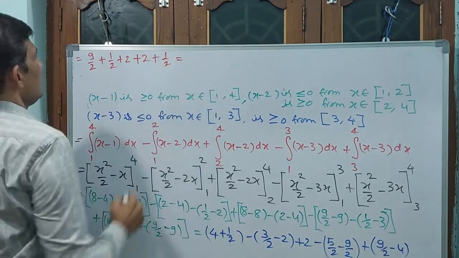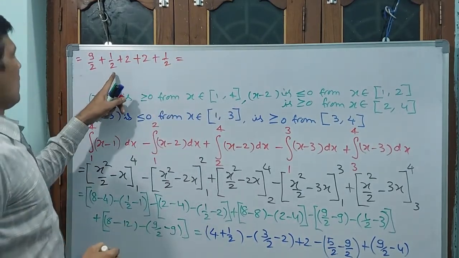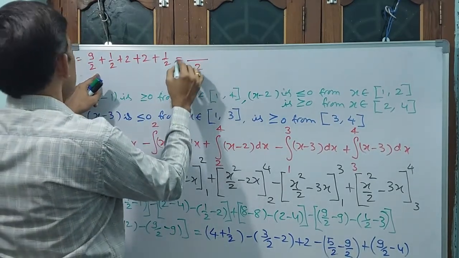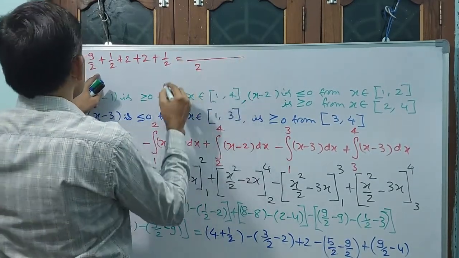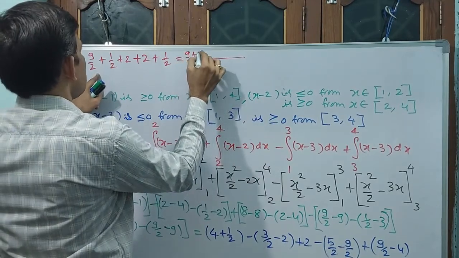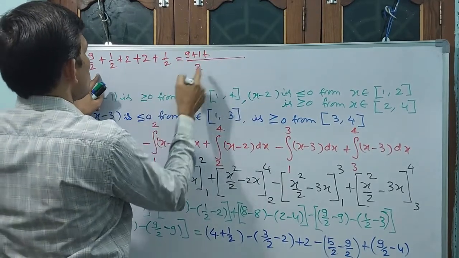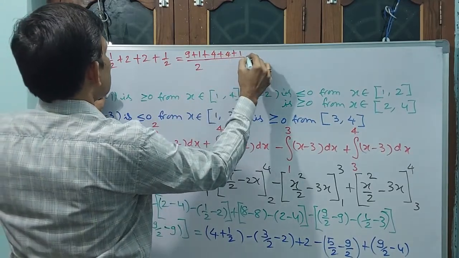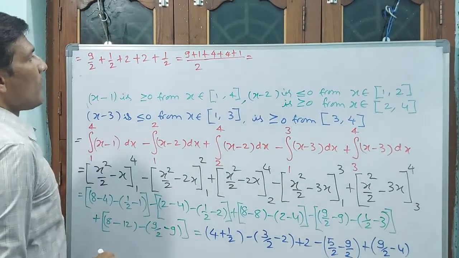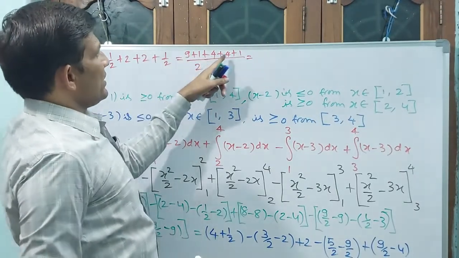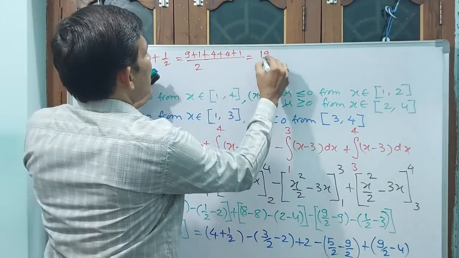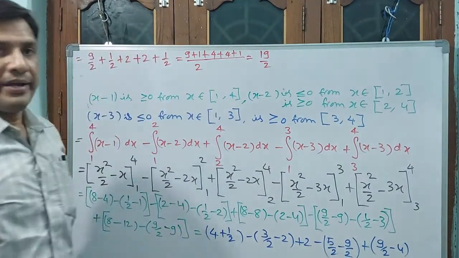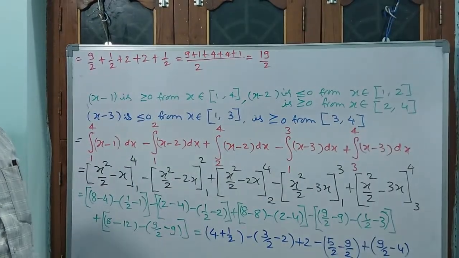Okay. That is equal to... you see here, if you take LCM as 2, here 9 plus 1 plus 2, 2 times 4 plus 2, 2 times 4 plus 1. Okay, see, 10, 14, 18, 19, 19 by 2. 19 by 2 will be your answer. Okay, textbook answer. Take this, we will go for the next question.